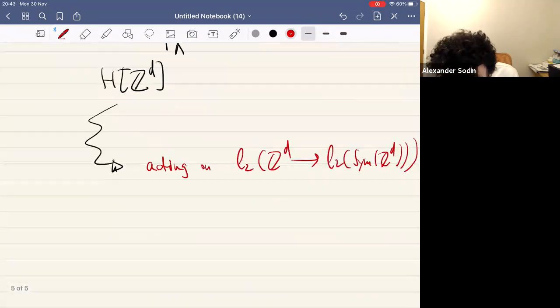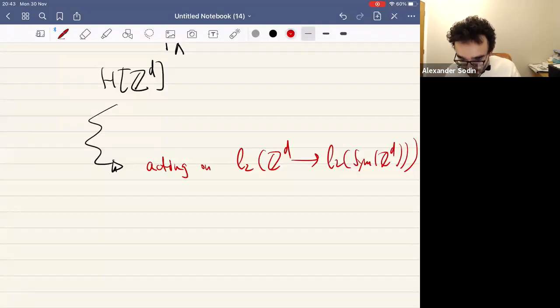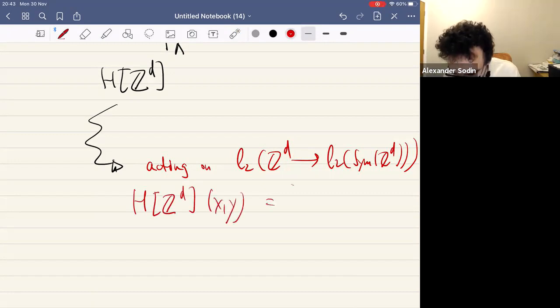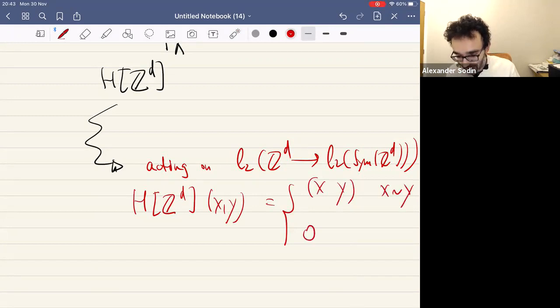So this is a block matrix with rows and columns labeled by the d-dimensional lattice, and the xy block is equal to the transposition exchanging x and y if x is adjacent to y, and 0 otherwise. Perhaps you should divide by 2d.